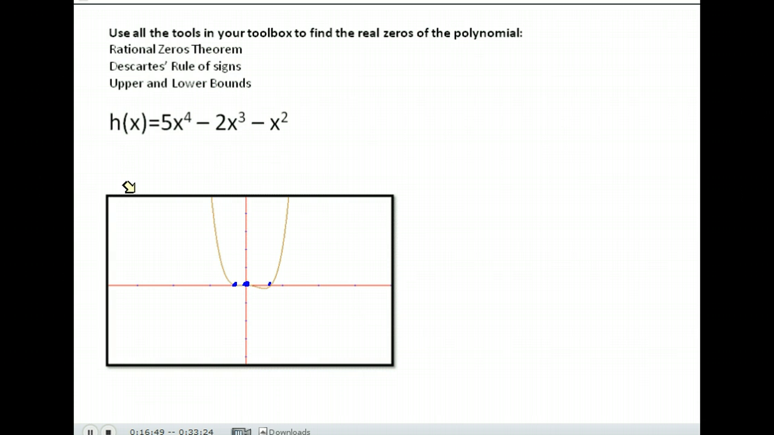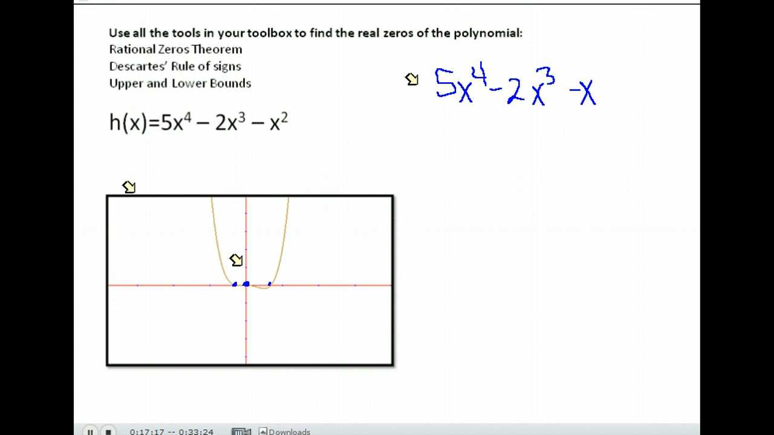When I do that, I notice that I can't really see where those zeros are because they're somewhere in between. So what I want to do is go ahead and check what's happening. The zero I can see is right here. I know it crosses at 0, so that's my given. So I look at my function and I say, what can I do to try and solve this?